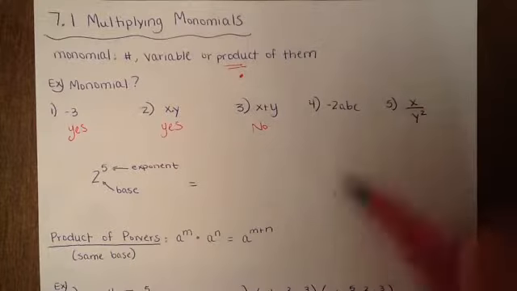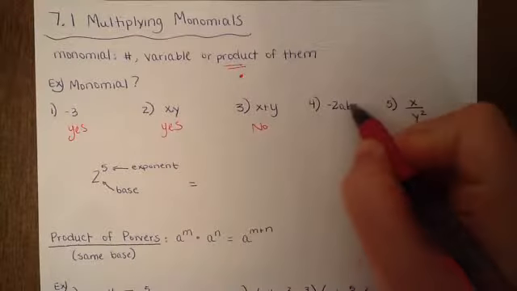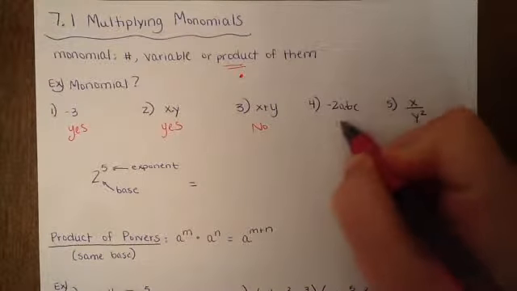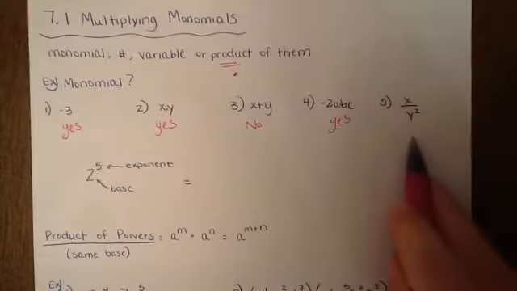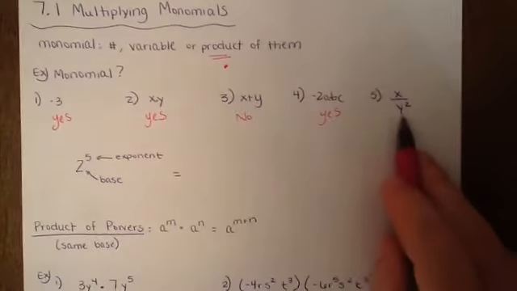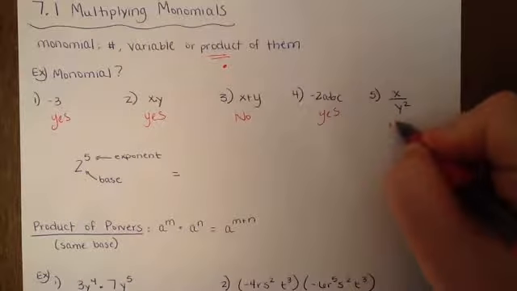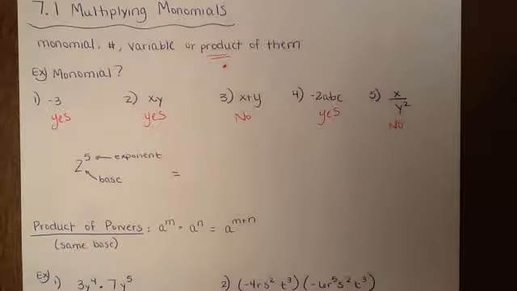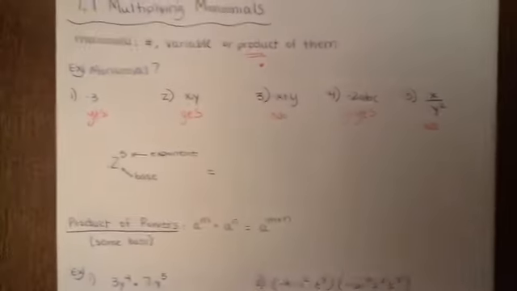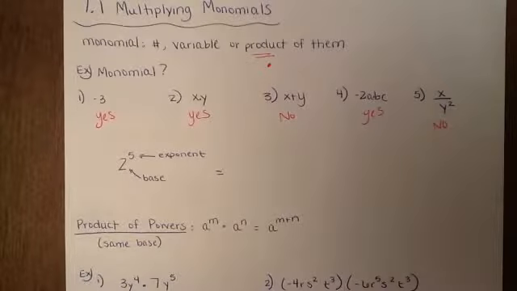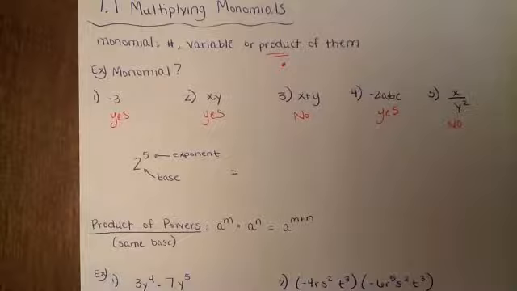-2ABC. Yes, what is in between all of them? Multiply. Lastly, x over y squared. This is no. You have that y squared in there in division. Okay, so you're looking for a product or just a number or a variable.